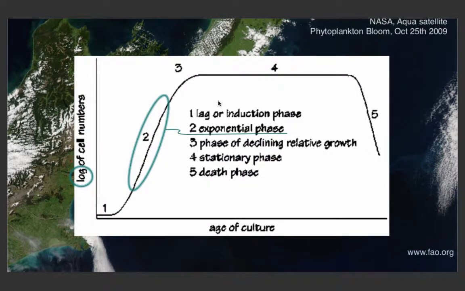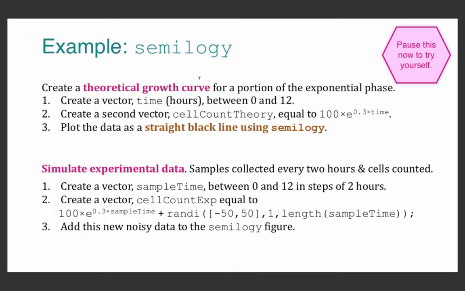Okay, so we had a look at this curve that explains their population, right? You have some sort of lag or induction phase, and then the exponential phase takes over, then declining growth. Say they're hitting some maximum carrying capacity of their environment, it levels off, and then eventually they die. Okay, so this doesn't look exponential, this looks linear, but that's because of the log scale on the y-axis, right?